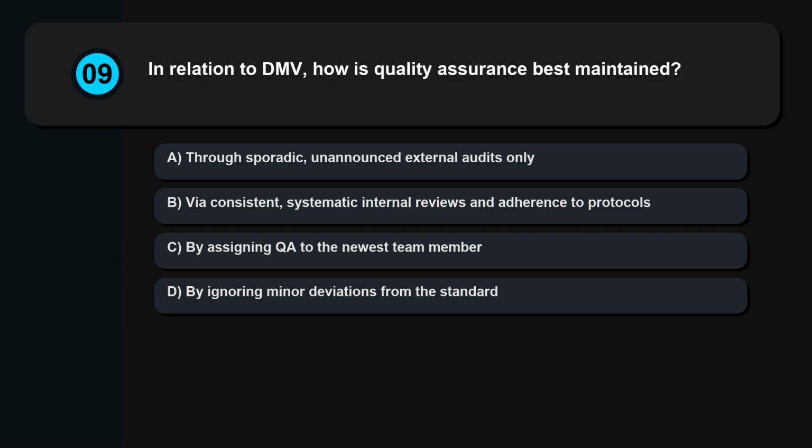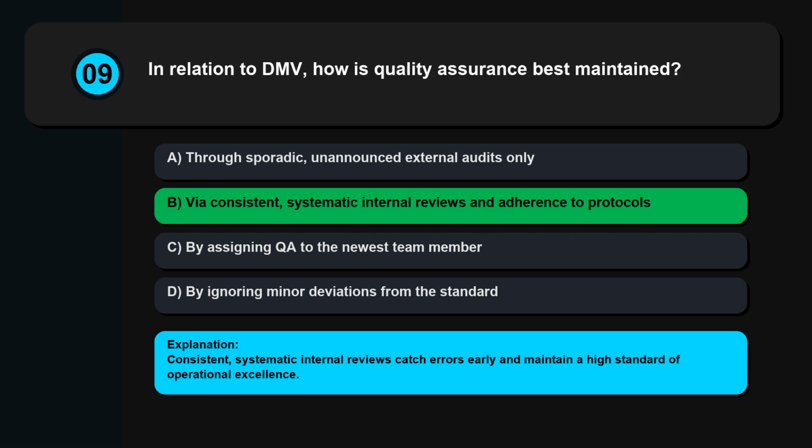Question 9. In relation to DMV, how is quality assurance best maintained? Through sporadic, unannounced external audits only, via consistent, systematic internal reviews and adherence to protocols, by assigning QA to the newest team member, by ignoring minor deviations from the standard. Consistent, systematic internal reviews catch errors early and maintain a high standard of operational excellence.